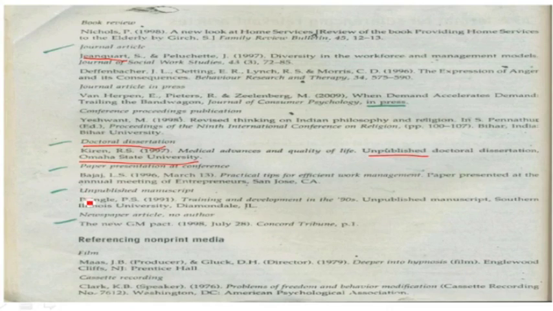Another one is if it's a newspaper and there is no author for that, basically the newspaper name, the year of publication, and the newspaper in which this was published and which page it was published.